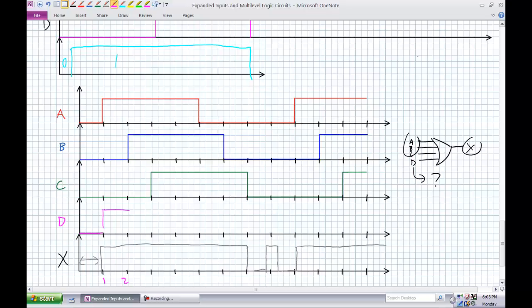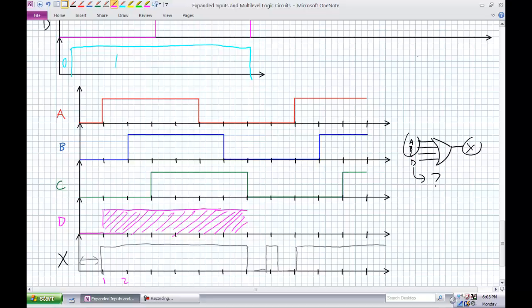But at this point from 1 to 2, what value could D have? It could have a 1, and our output would be 1. It could have a 0, and our output could be 1. Regardless, it's a don't care situation. And it's pretty much going to be don't care for quite some time. It doesn't care up to this point, and I'm going to purposely leave this blank.